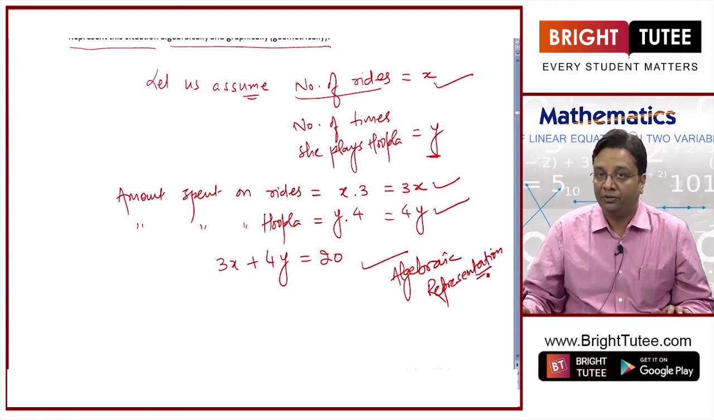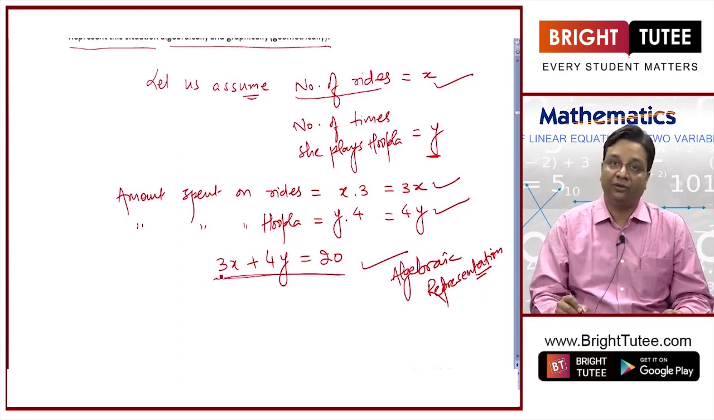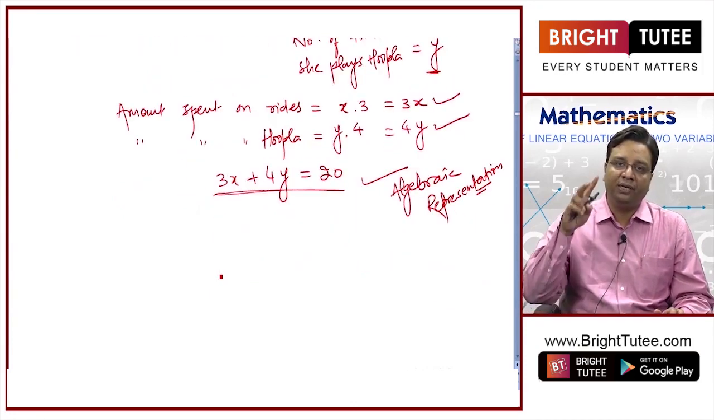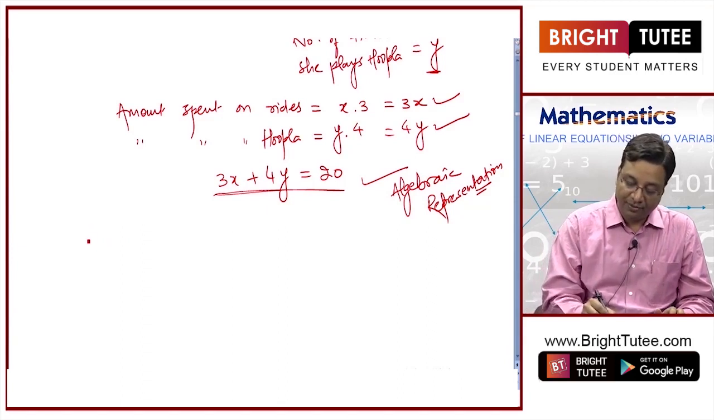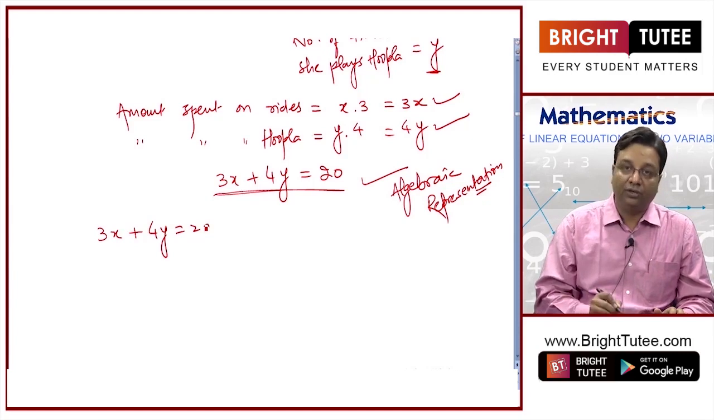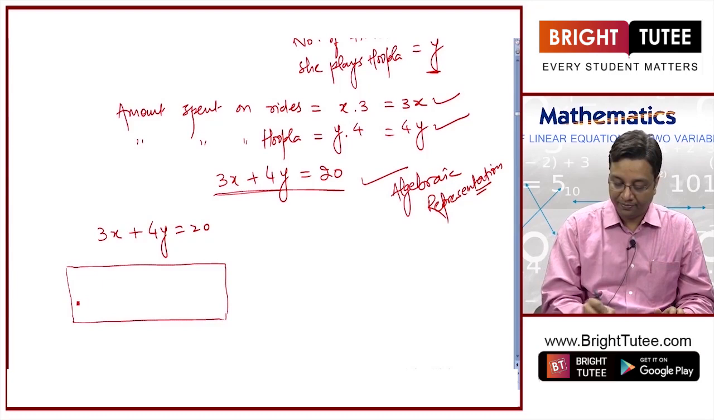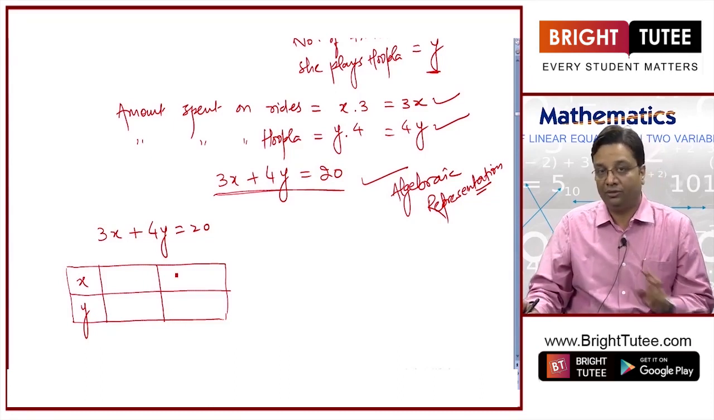Now if you want to represent this graphically, what will be the graph of this equation? Obviously it will be a line. And how do you draw a line? You find minimum 2 points, because if you have got 2 points, you can find a unique line. So to find 2 points here, you write this equation 3x plus 4y equal to 20. You make a little table here. Write x here and y here, and you need only 2 boxes because you are going to find only 2 points.